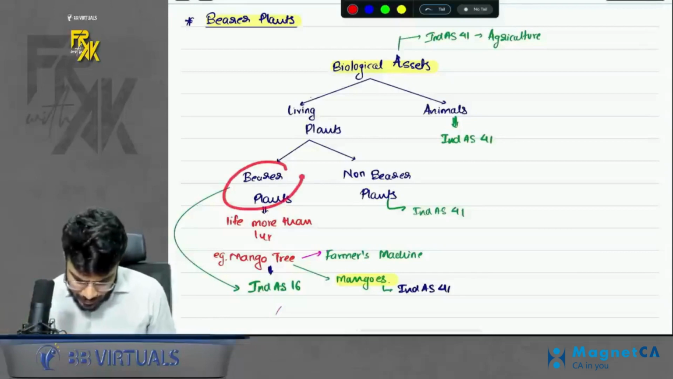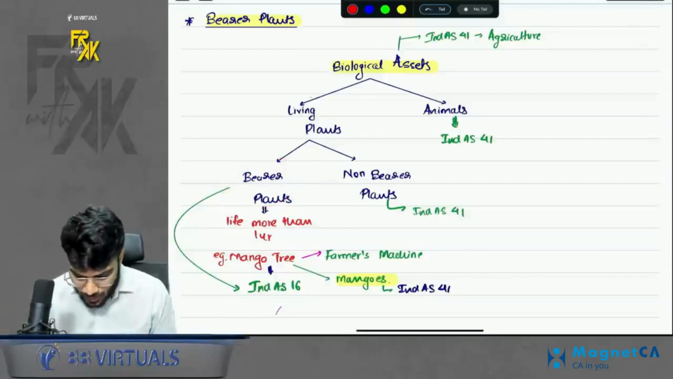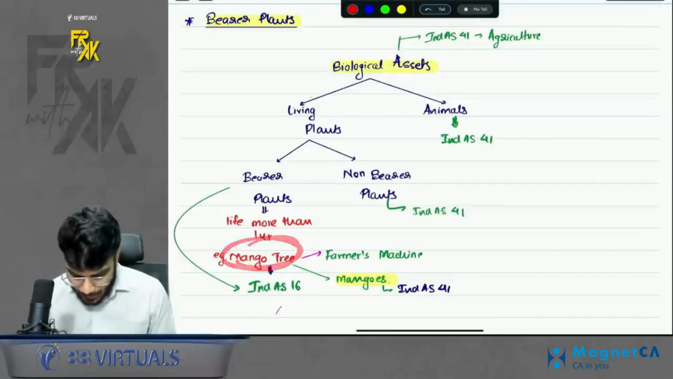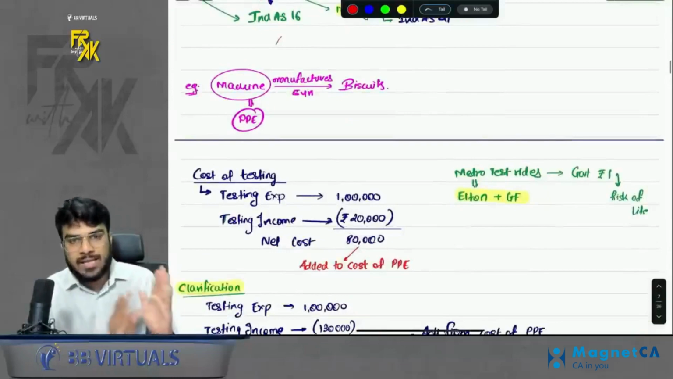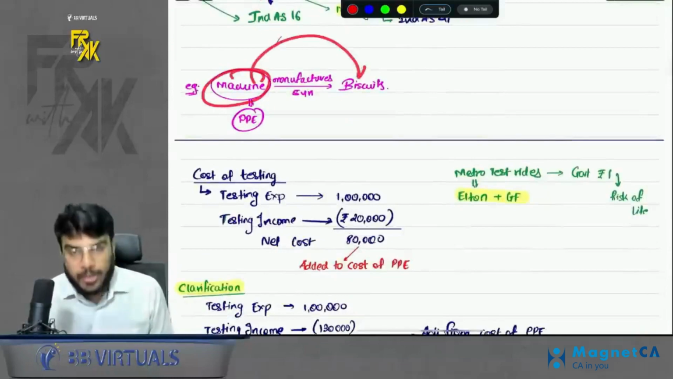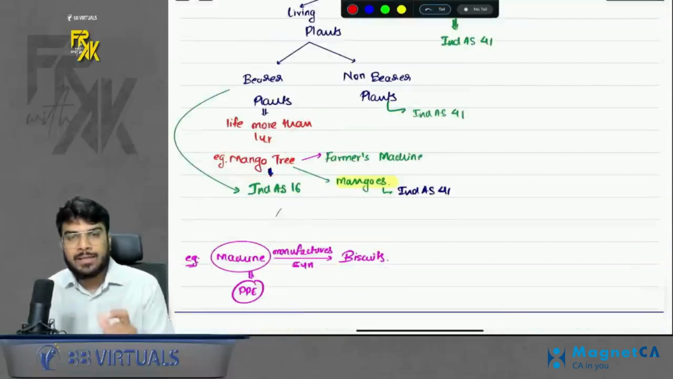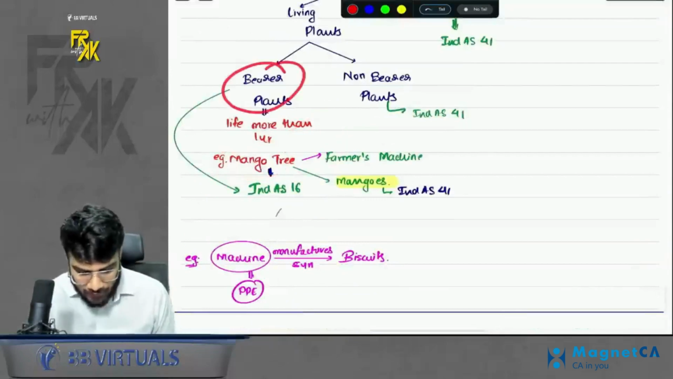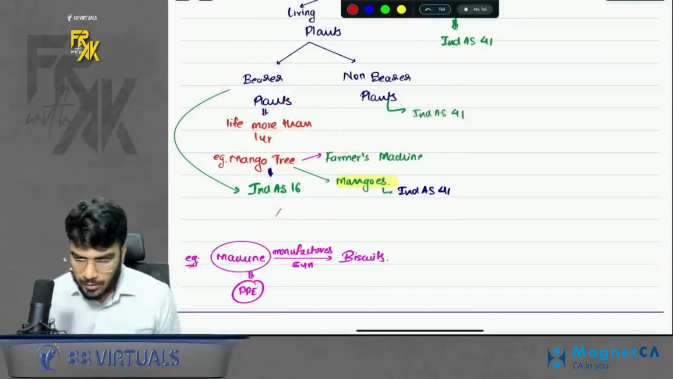So why are bearer plants covered under Ind AS 16 PPE? The simple reason is, for example, a mango tree. A mango tree is just like a machine for a farmer. Like if you have a biscuit manufacturing machine, such machine will give you output. Similarly, this mango tree will give output to the farmer in the form of mangoes. So such bearer plants having a life of more than 1 year are like machines for the farmer. That is why they are covered under PPE.